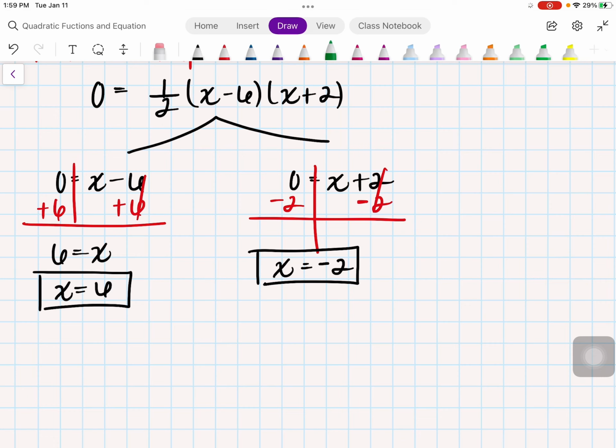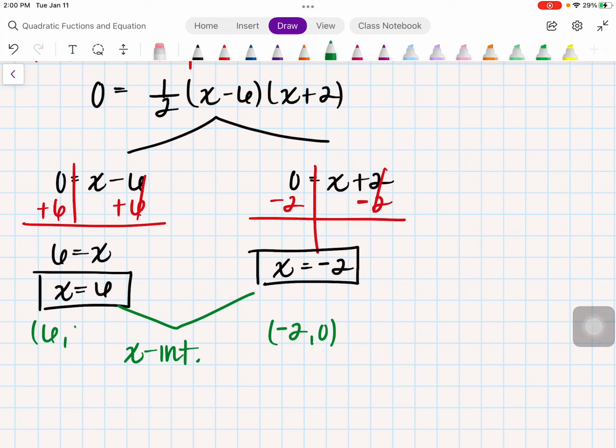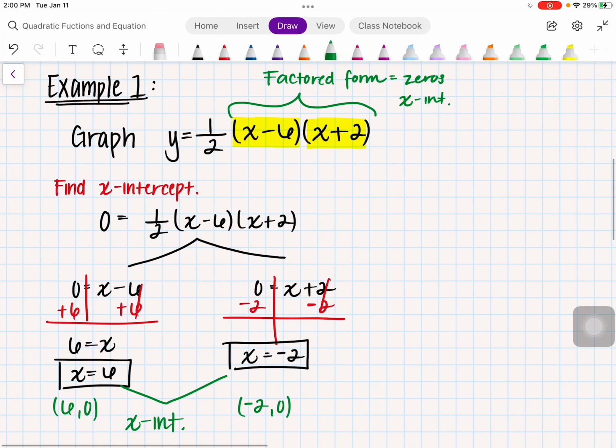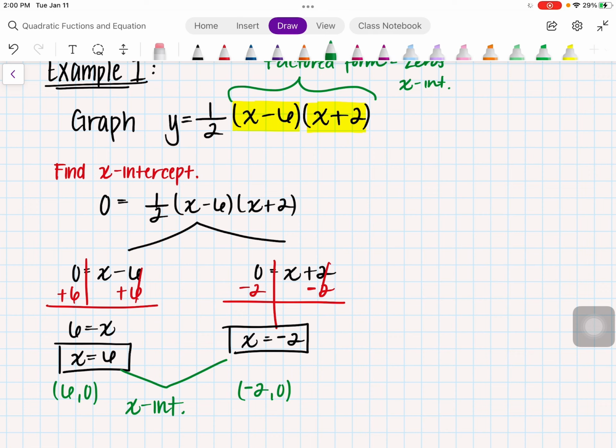So these represent our x-intercepts. Because these two are our x-intercepts, I'm going to do those in green. X-intercepts are going to be points. So these points would actually be (-2, 0). So once you graph it, it's that point. And it's also going to be the point (6, 0). So we have 2 points there.